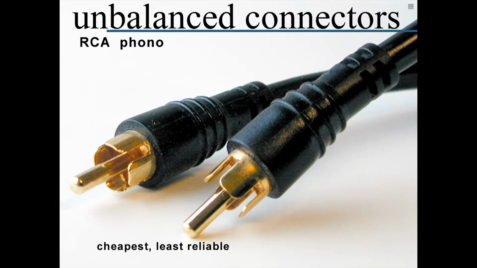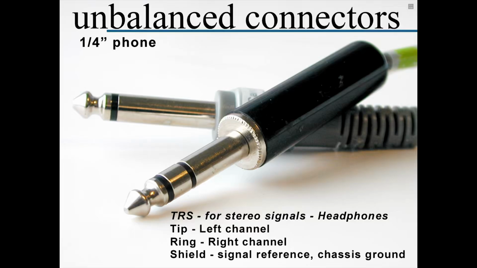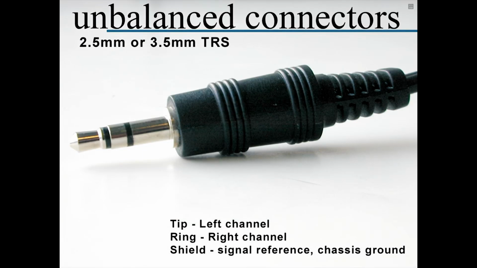The RCA phono connector is the most common unbalanced connector in use, and unfortunately, it's also the most unreliable. The BNC connector is more durable, and it locks into place. Quarter-inch phone connectors are common in pro audio equipment and can be tip-sleeve for mono or tip-ring-sleeve for stereo applications, where the tip carries the left channel, the ring carries the right channel, and the sleeve is the ground reference. Many small consumer devices and personal computers use the 2.5 mm or 3.5 mm equivalents of the quarter-inch phone connector.